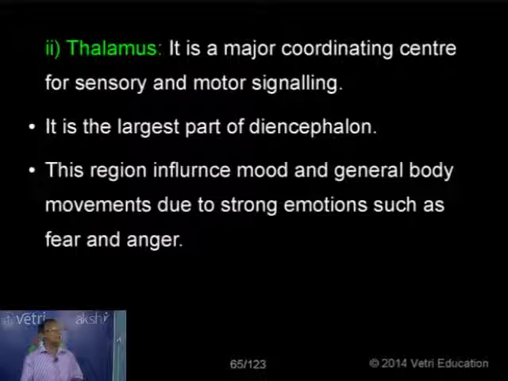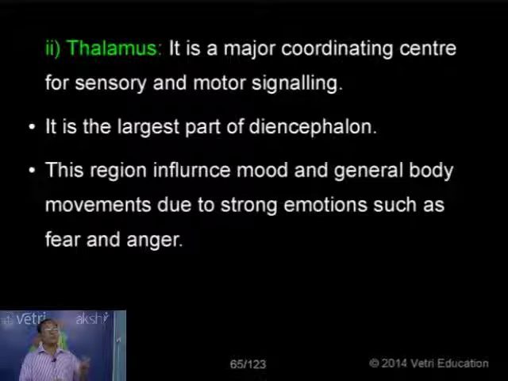Normally, not only for sensory but also for motor signaling, the various impulses from various parts of the body pass through the thalamus. They form synapses with the specific nuclei of this center. The thalamus is normally made up mainly of grey matter.